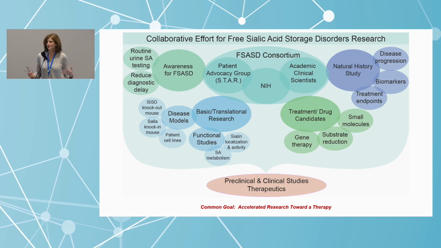This graphic represents the focus of the FSASD consortium. The consortium is now composed of 3 main groups, including STAR, the NIH, as well as academic clinical scientists from around the globe. One big focus is raising awareness for FSASD through improving diagnostic testing. Another big focus is basic and translational research to help us better understand the pathophysiology of the FSASD disorders. Also working on identifying treatment and drug candidates, as well as natural history studies, and those studies are really focusing on clinical trial readiness.